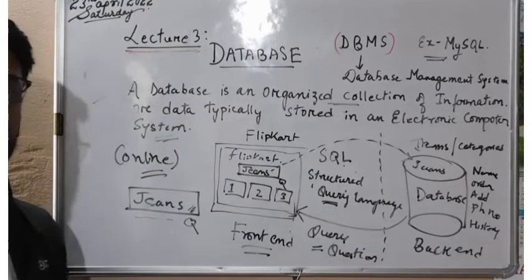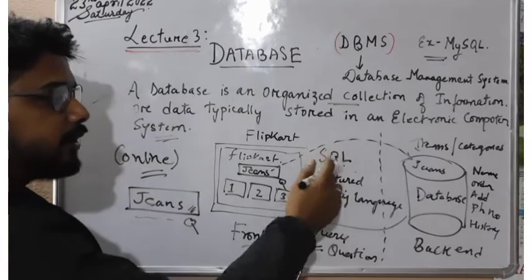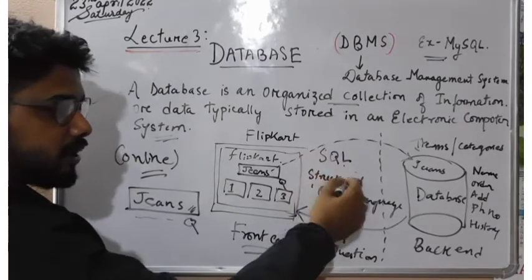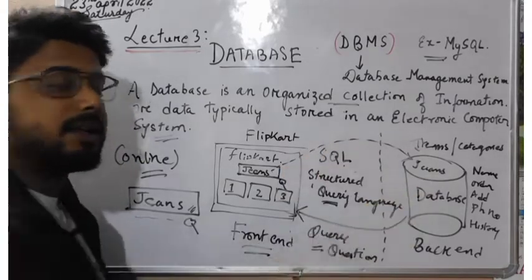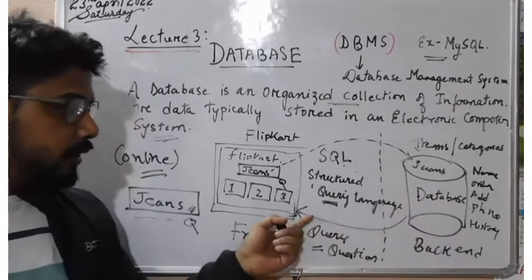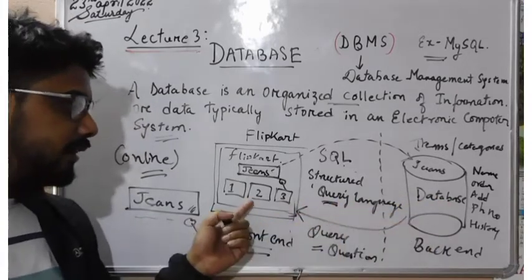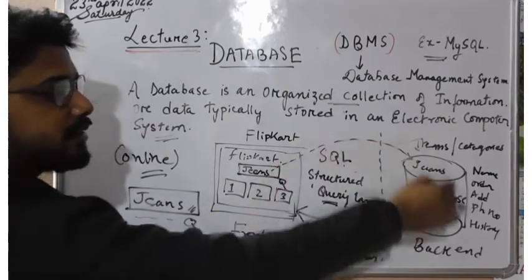Query is like a question. Suppose we are asking for something. So what will it do? It will convert it into structured query language, or queries, and through queries it will go and search the database. It will search the database and show all the results in the front end. I hope it is clear to you all that it is like a cycle.